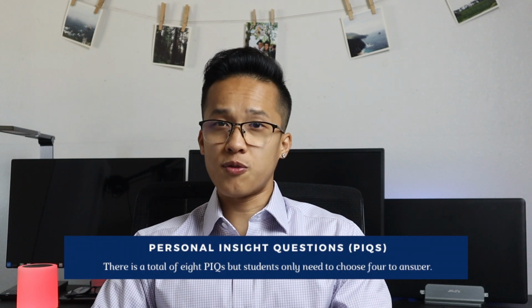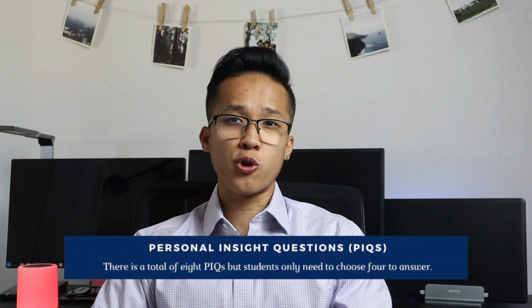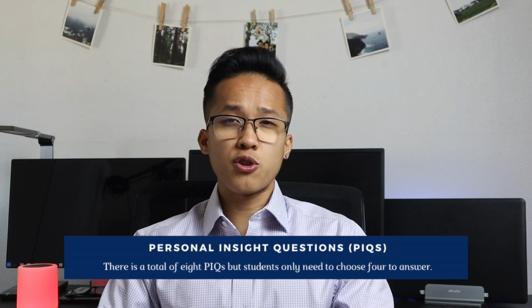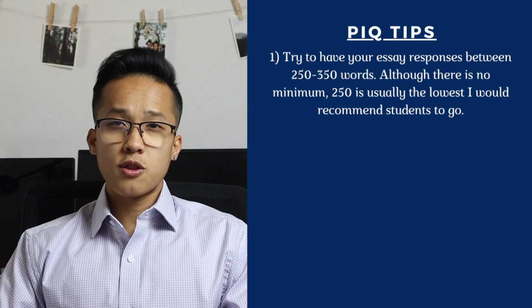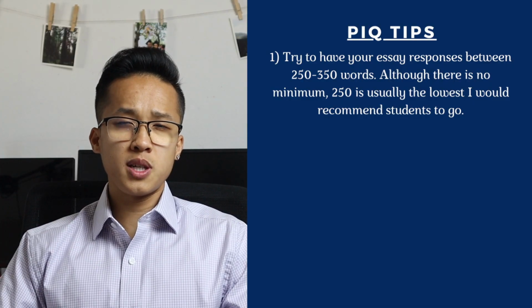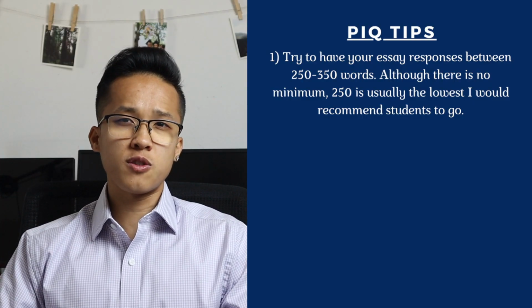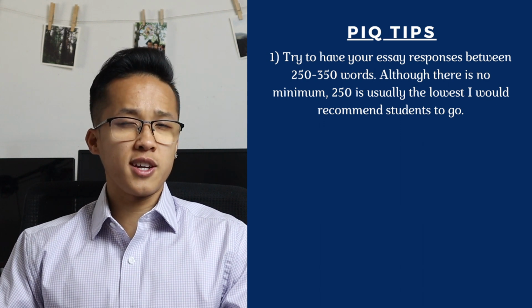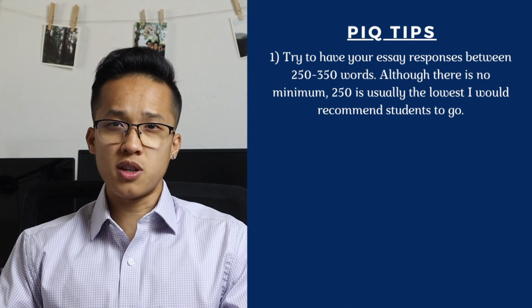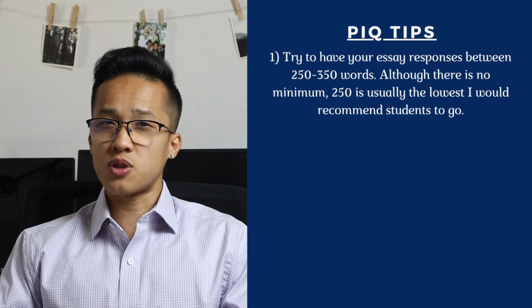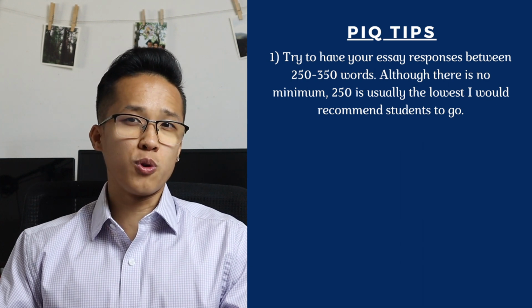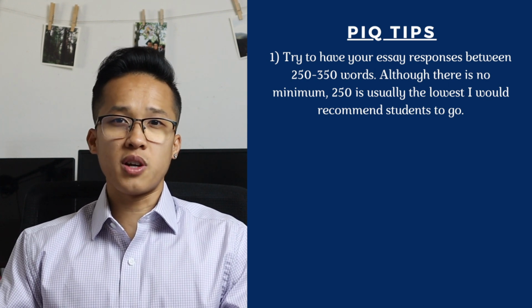In this section, there are going to be 8 different PIQs, and from those 8, students will have to select 4 to answer. For the PIQ section, there are 3 things I really want students to think about and focus on when they're writing their essays. The first is that your essay responses should really be between 250 and 350 words. And although there isn't exactly a minimum for students to submit, I think 250 is a good number to have because that should give you enough words, at least for most students, to talk about everything that they want to talk about.